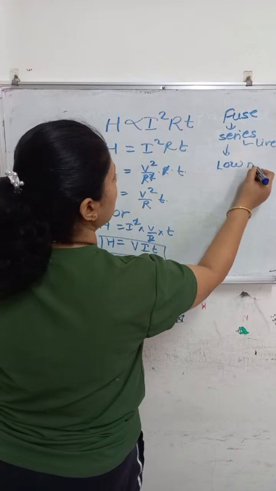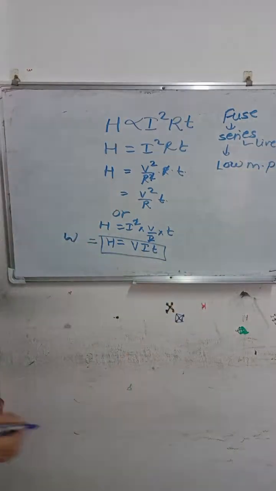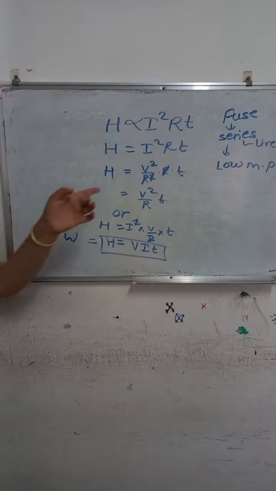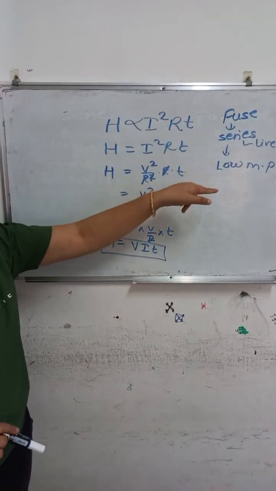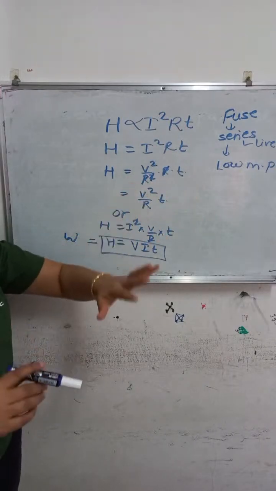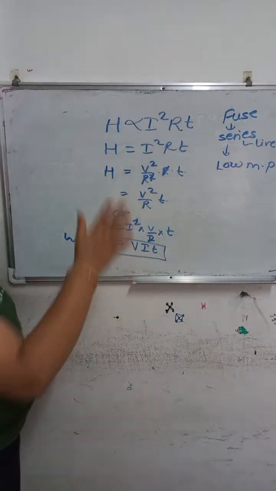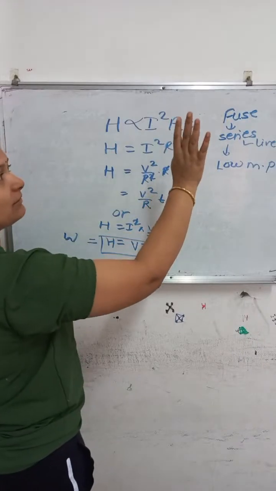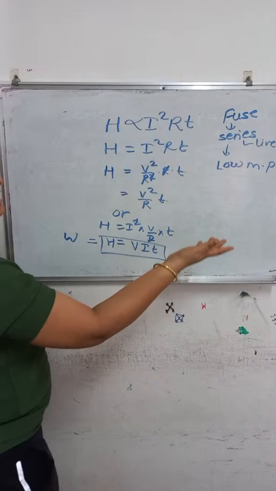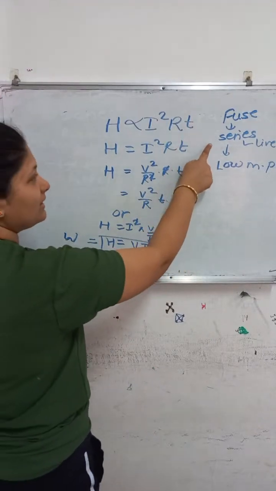Low melting point. Okay, so these are the characteristics of the fuse. The current capacity of a fuse is slightly higher than the appliances. That's why a fuse is used in the circuit. Of course, it can avoid short circuits, and if there is overloading also, it starts melting by itself.